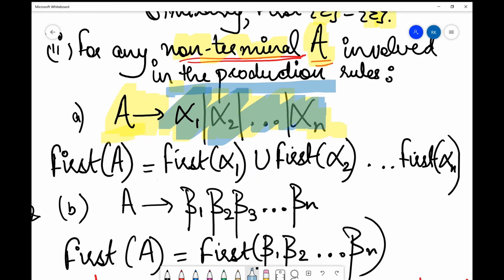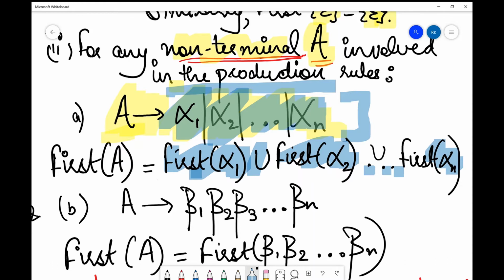So how do we find the First of this entire thing? Since there are OR symbols over here, First of this right hand side will be the First of all these symbols separately and then their union. So First of alpha 1 union First of alpha 2, and so on, with the union symbol here, up to the union with First of alpha n. So that is for this particular production.